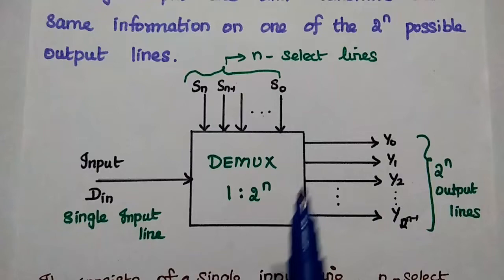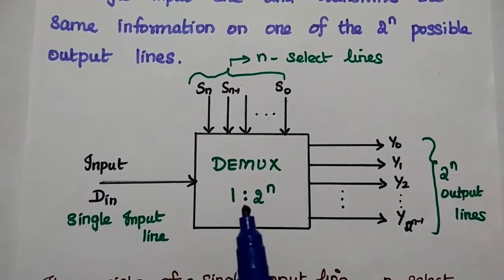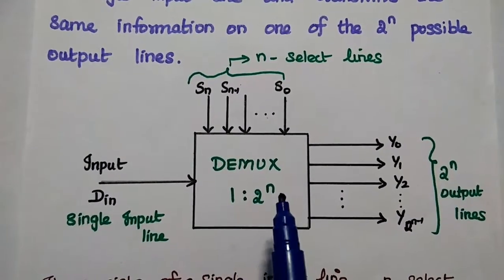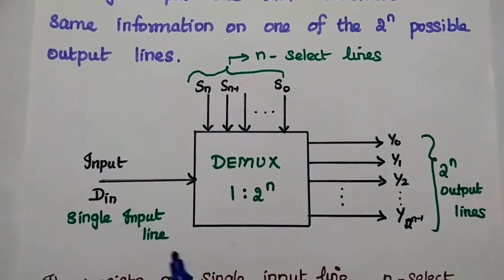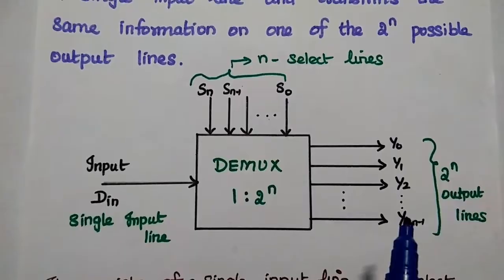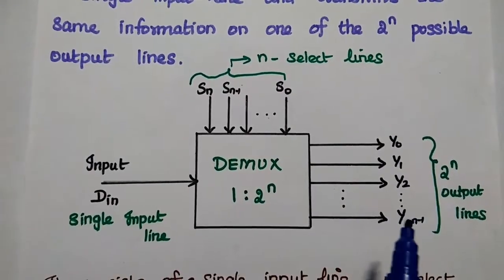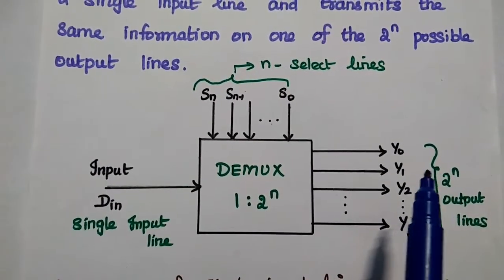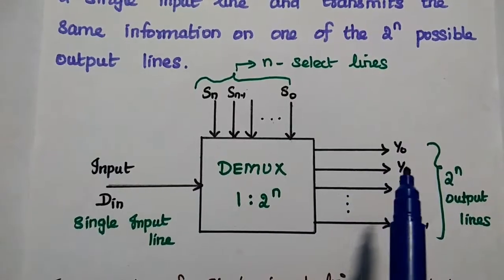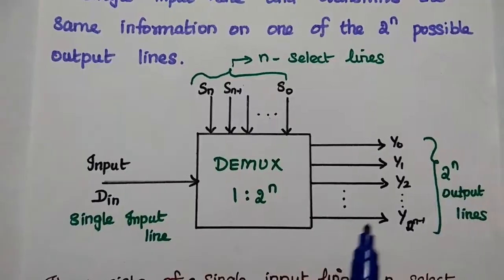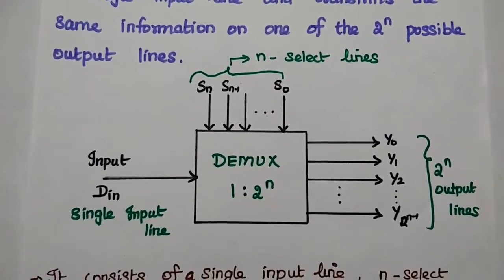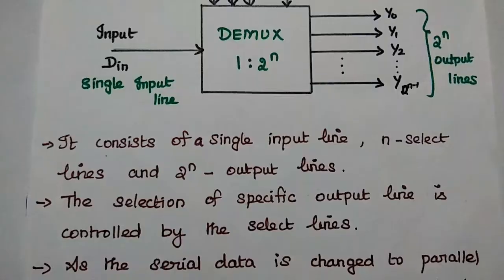So here this is the DEMUX. It is represented as a 1:2^n logic circuit. There is only one input line, but there are 2^n possible output lines. Here n represents the number of selection lines which will select the desired output combination. So this is the logic circuit of DEMUX.